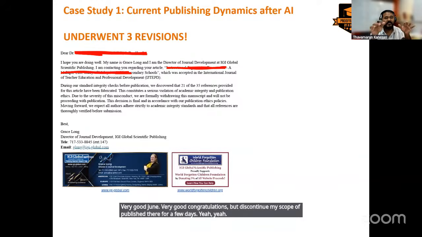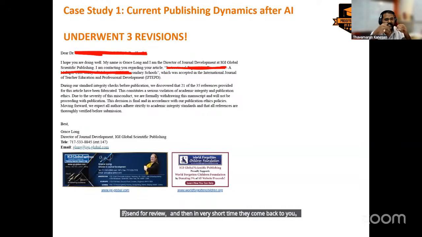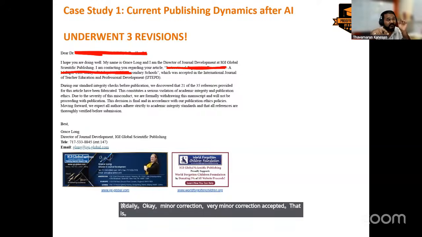Yeah. The moment your paper gets accepted easily, that is a trademark of a scam. Any Scopus or Web of Science journal, the moment you submit, they send for review, and in a very short time they come back to you. They tell you, okay, very minor correction, accepted. That is a scam. Don't go for it. Even if it is indexed in Scopus, don't go for it. Why? I will tell you today. We're going to go through that.